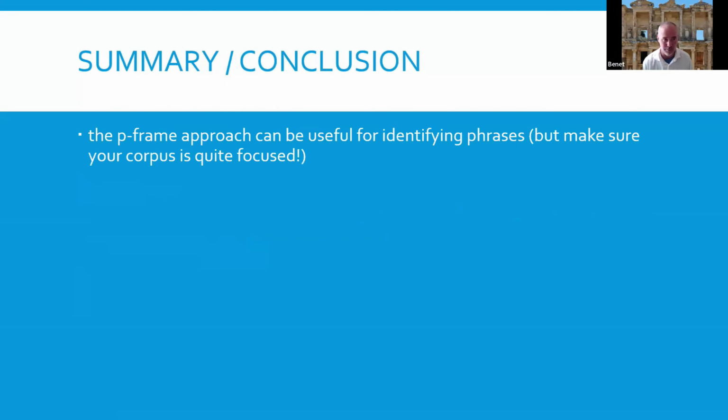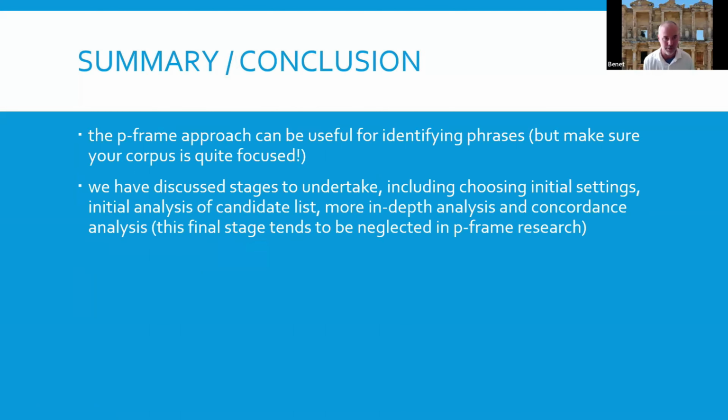Okay, so in conclusion, this P-frame approach can be useful for identifying phrases, but like I just said, it helps if your corpus is quite focused. We've talked about various stages which you would want to undertake if you're going to do this carefully, and particularly if you want to publish research on it. Keep a record of everything that you do. Make sure you've got a strong rationale for what you're doing too.